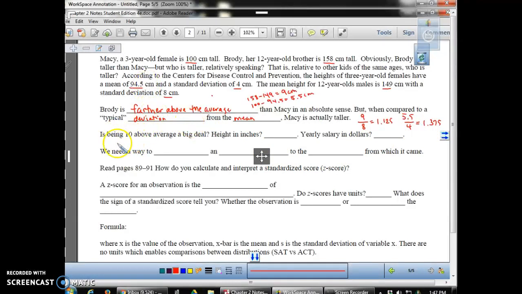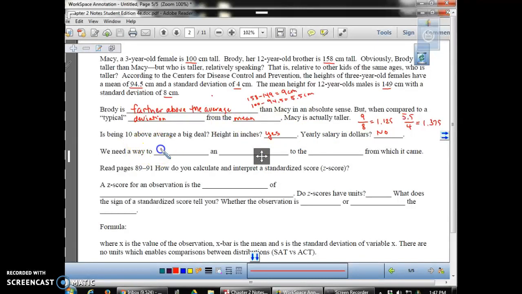So some questions here. Is being 10 above average a big deal? Well, it absolutely depends on what you're talking about. If you're talking about height in inches, yes. If you're 10 inches taller than someone else, that's a big difference. If you make $10 more per year, then no, it is not a very big difference. Okay? And you'd want to compare it to the mean. It'd just be $10 more. But what is the standard deviation for the yearly salary?